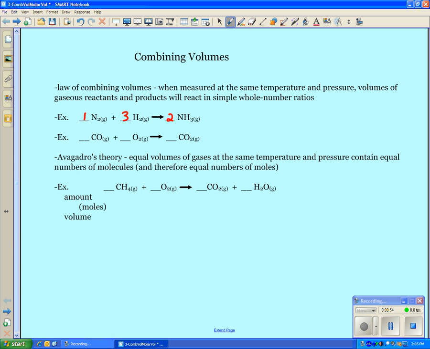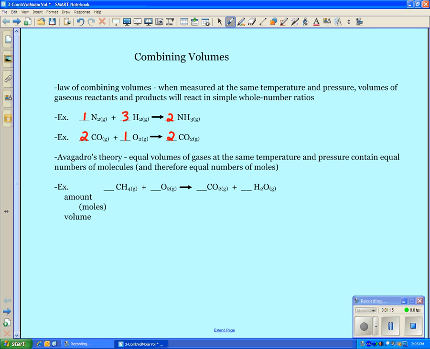For the second reaction with carbon monoxide and oxygen, we're actually going to put a 2 in front of the carbon monoxide and 2 in front of the carbon dioxide. And then for the oxygens to balance, we need a total of 4 on both sides, so a 1 goes in front of the O2.